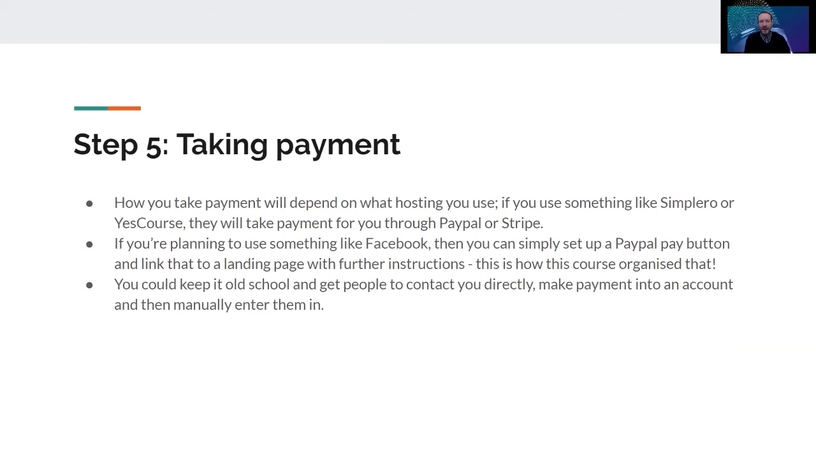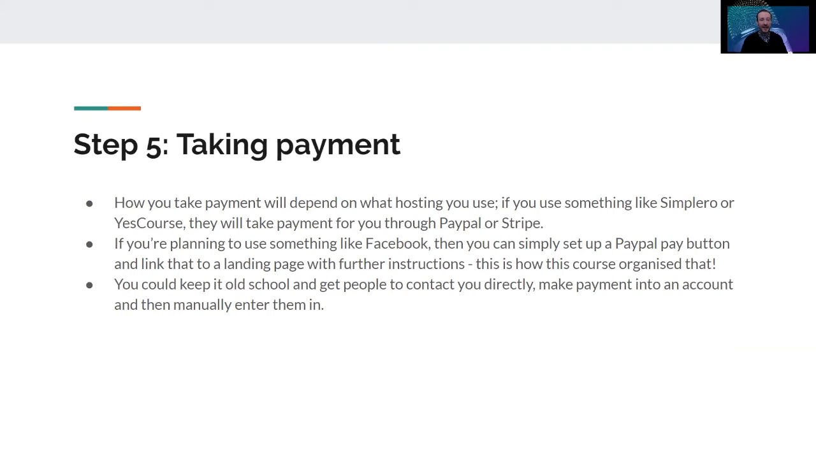Step 5 is to take payment. If you're using something like Simplero or YesCourse, they will have a payment gateway on it that you can do with either PayPal or Stripe. If you're using Facebook, then you can do something like setting up a PayPal button, which I'll show you how to do. And that's what I did for this particular course.